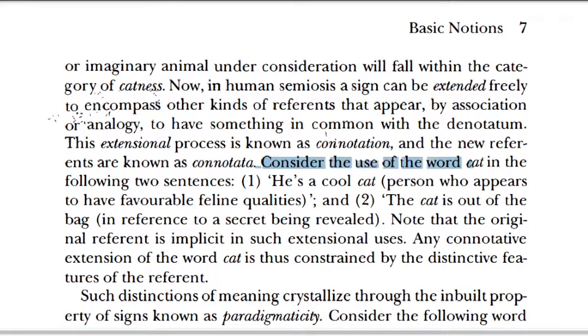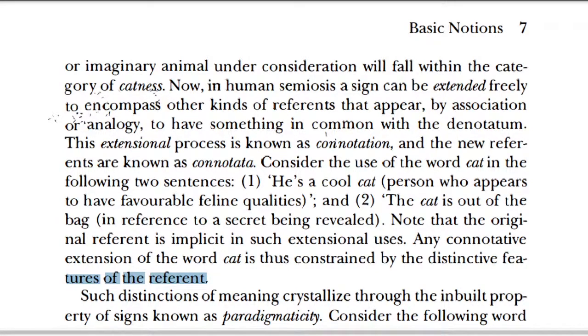Consider the use of the word cat in the following two sentences. One, he's a cool cat, a person who appears to have favorable feline qualities. And two, the cat is out of the bag, in reference to a secret being revealed. Note that the original referent is implicit in such extensional uses. Any connotative extension of the word cat is thus constrained by the distinctive features of the referent, whichever way you want to say that.